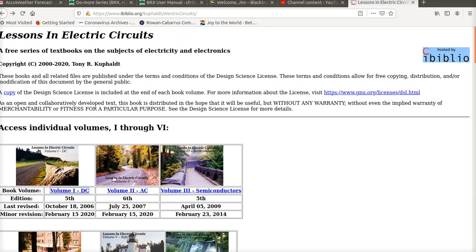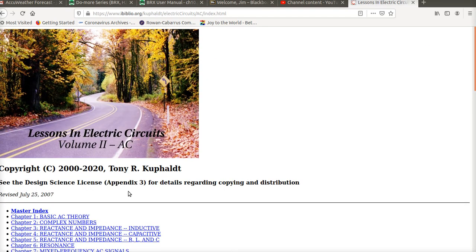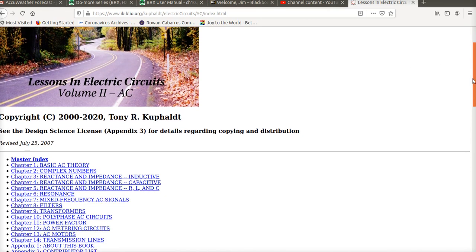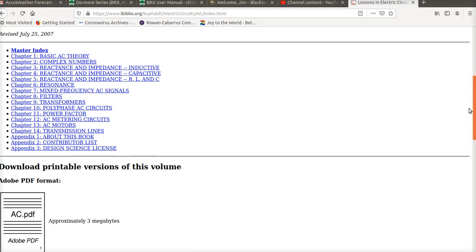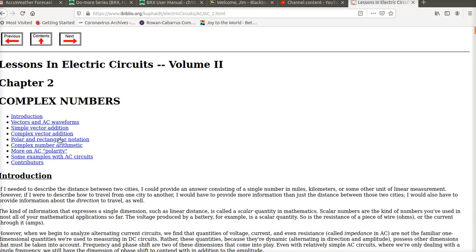So in the AC book, what we want to do is look at complex numbers, which is chapter 2, and you really want to get the feel for polar and rectangular notation.